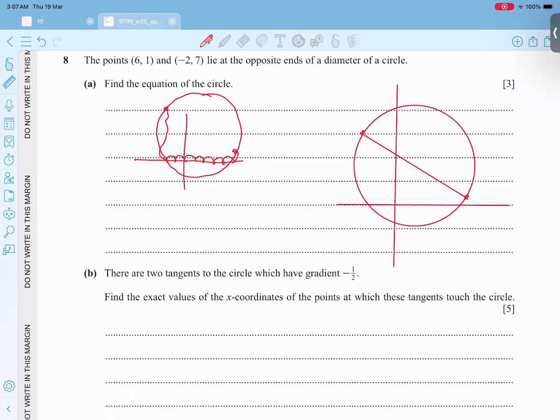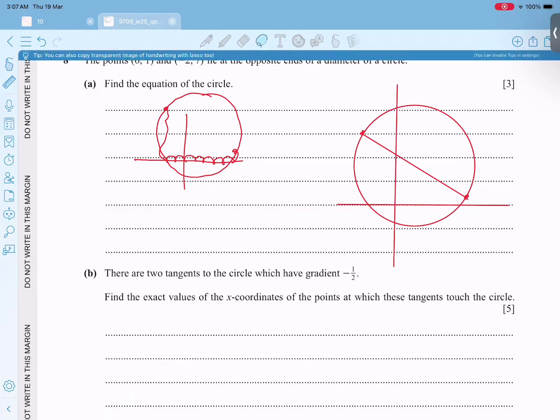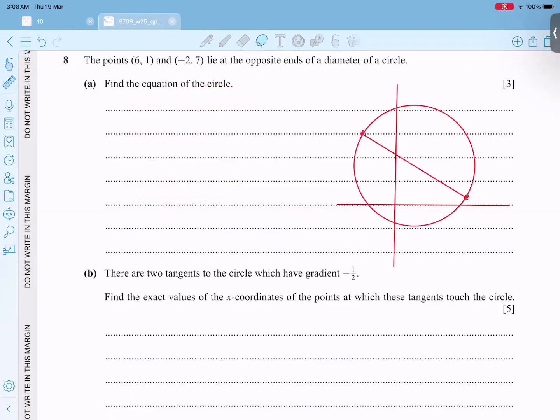Just a rough sketch. This sketch will help you a lot to understand the concept. So this is (6, 1), and this is, let me look, like (11, 6, 1). And the other one is (-2, 7). And the center of the circle is somewhere here. And he's asking here for the equation of the circle.